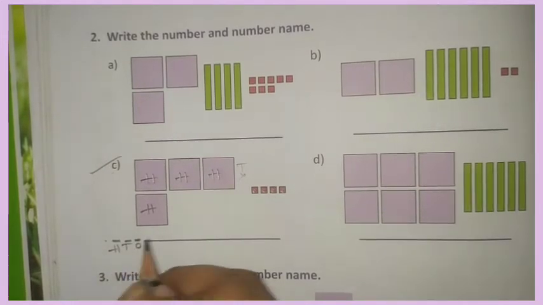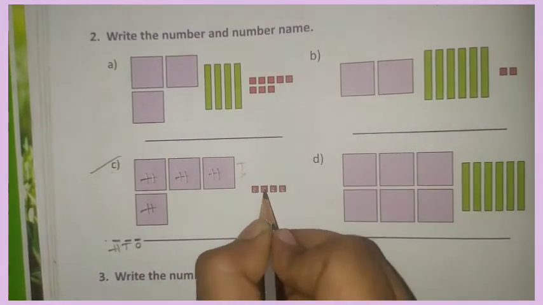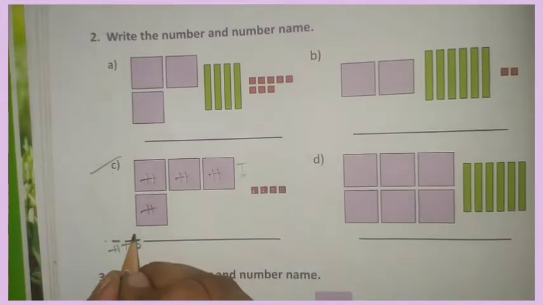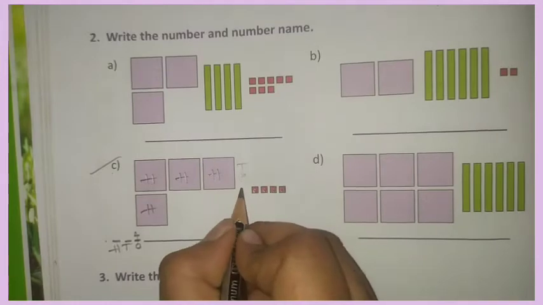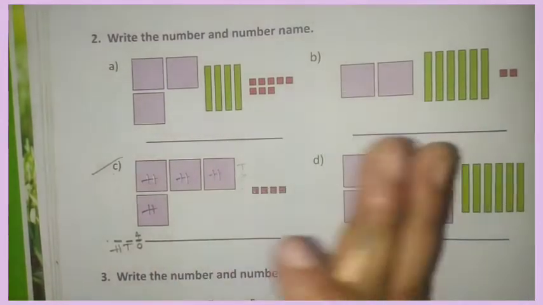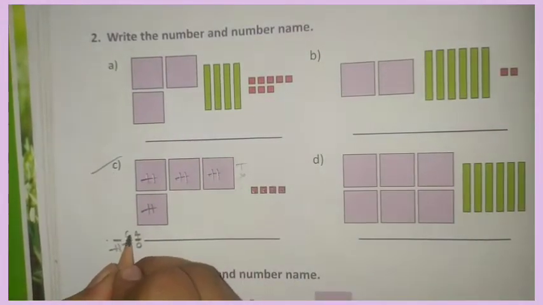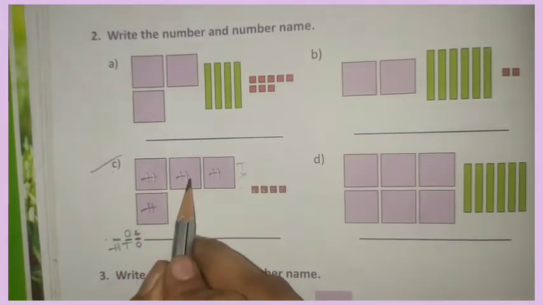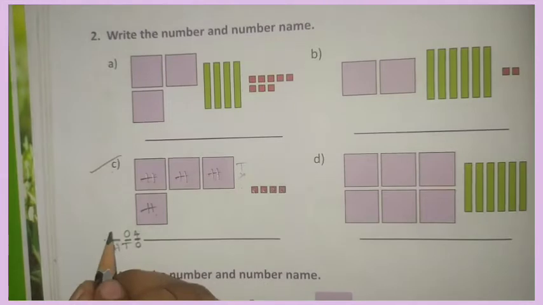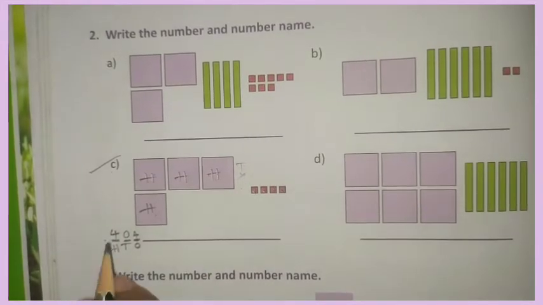How many ones are given here? 1, 2, 3, 4. So 4 should be written here. Next, how many tens are given here? Not given any tens, so 0. How many hundreds are given here? 1, 2, 3, 4. So 4 should be written here. Therefore 404 is the answer.